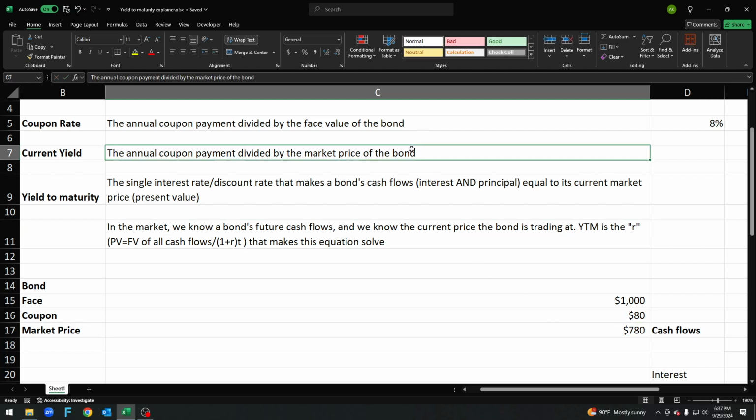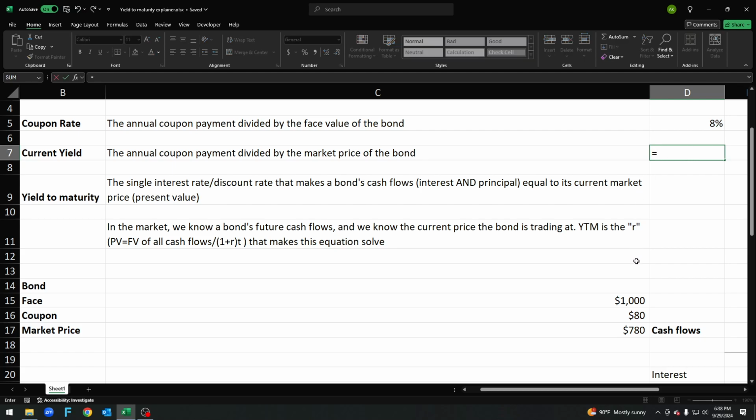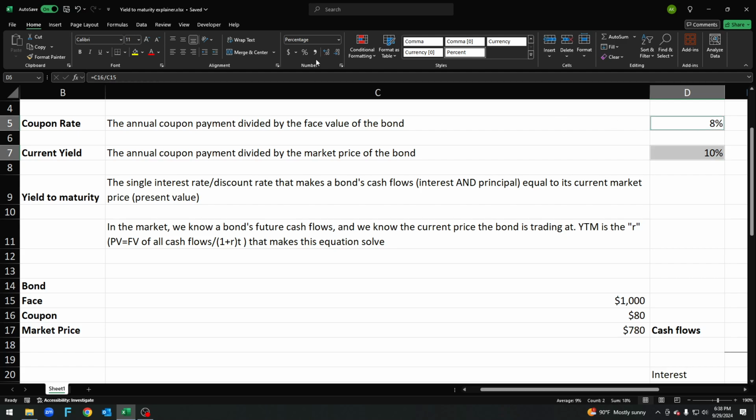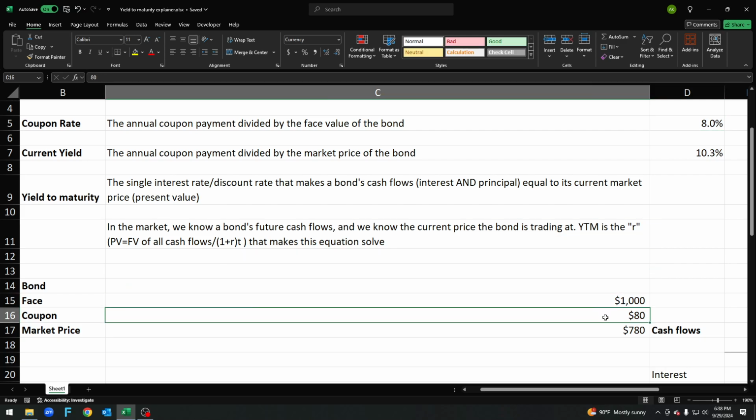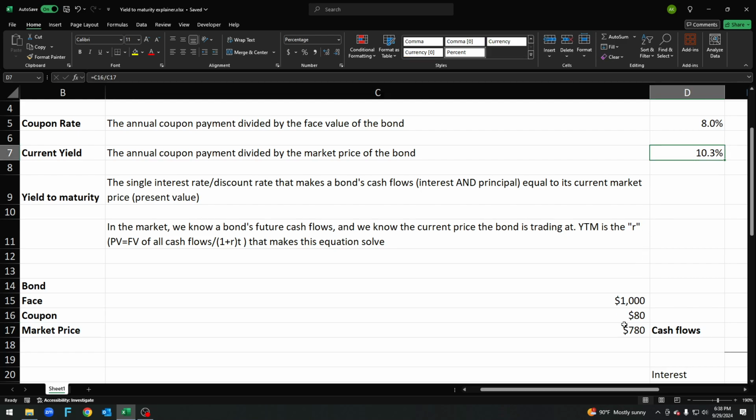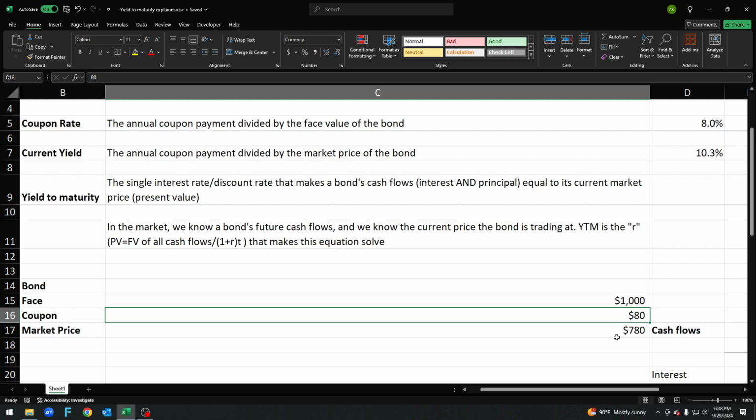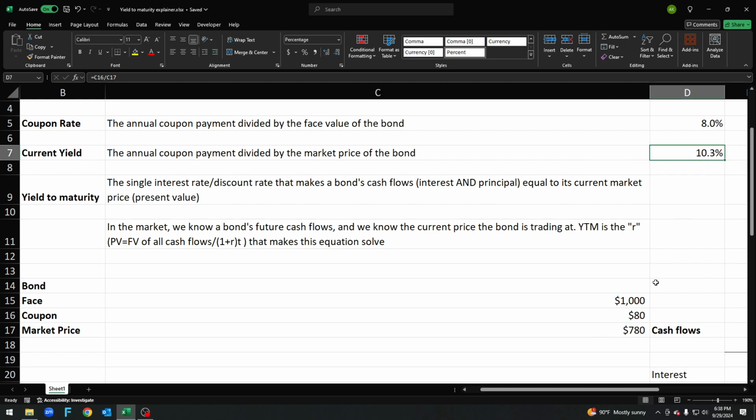So the current yield would just be the coupon divided by the market price. Why is the current yield higher than the coupon rate? Well, for the coupon rate, we paid $1,000 to make 80 per year. The current yield, we paid $780 to make 80 per year. So we're getting more with less. In other words, a higher rate of return.